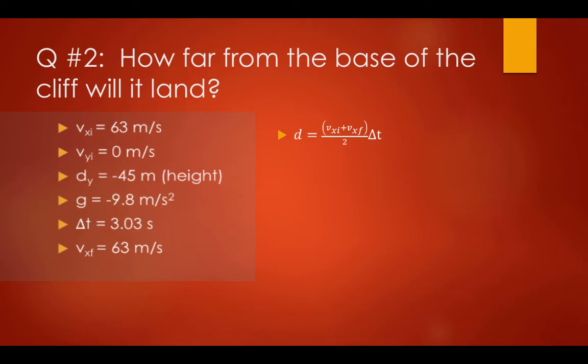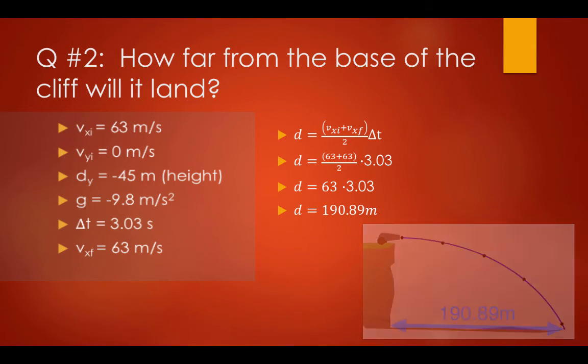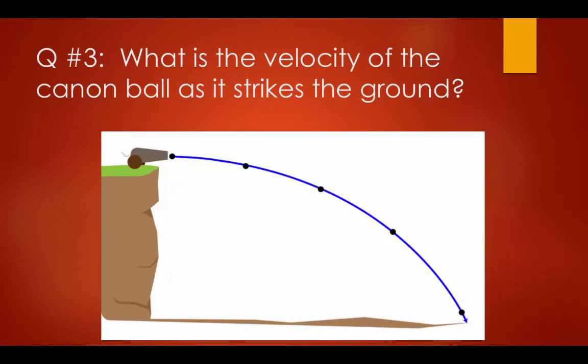Let's choose 1. d equals vxi plus vxf over 2 times t. Sub in v initial, v final, and time. d equals 63 times 3.03. Distance equals 190.89 meters. So based on our calculation, the cannonball will land 190.89 meters away from the base of the cliff. Question number 3. What is the velocity of the cannonball as it strikes the ground? We are asking for this velocity represented by the red arrow, which will have magnitude and direction since it's velocity.